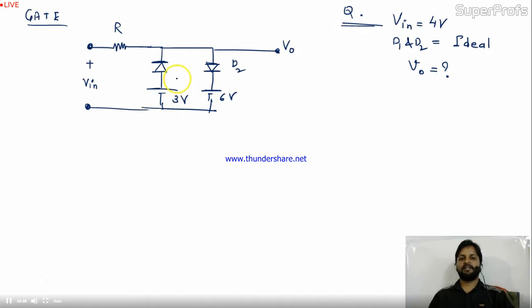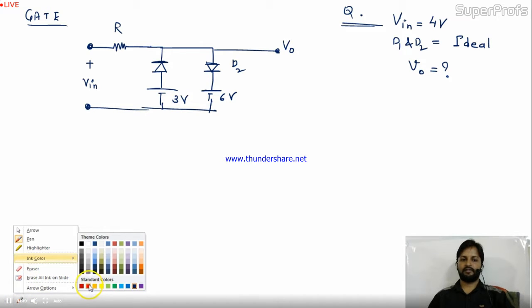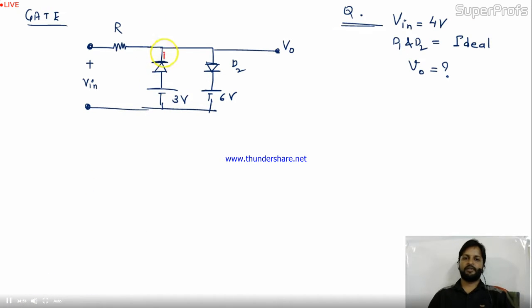So I told you earlier how to check the diode condition. The first step is to assume them short. If they are both short like this, this condition will be like a fault voltage. Fault voltage will occur because at a particular node 3 volt and 6 volt can't occur. So leave these two now. Okay.